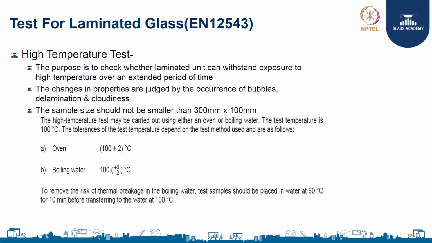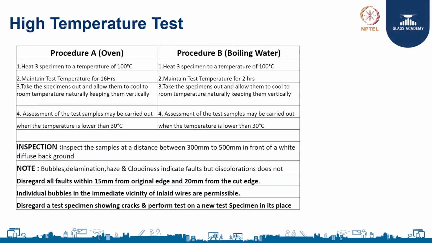How do you test it? For each test we take 3 specimens, procedure A in an oven and procedure B in boiling water. In procedure A in the oven, heat 3 specimens to a temperature of 100 degrees and maintain the test temperature for 16 hours. Take the specimens out and allow them to cool to room temperature naturally, keeping them vertical.